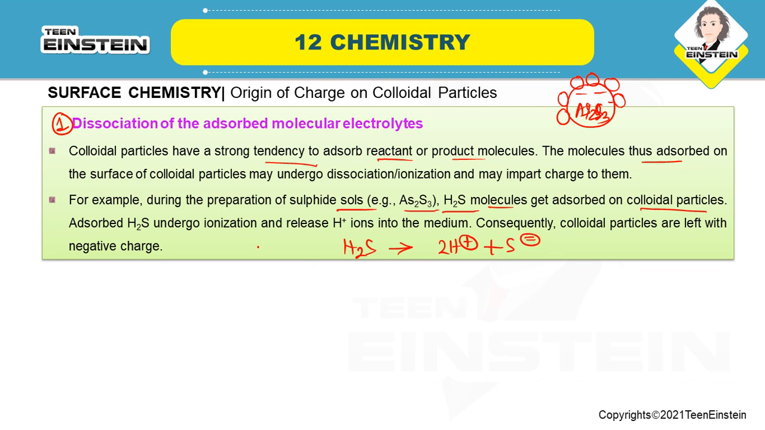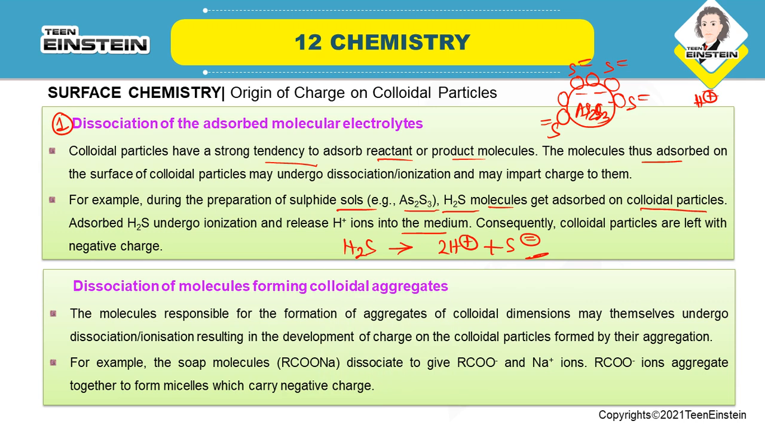Now here the H+ ions go into the medium. As a result, sulfide ions are left on the surface, and that is the reason As2S3 is a negatively charged colloid. So H+ will be in the medium, but S2- will remain on the surface of the colloidal particles. So this is the first way by which charge may originate.